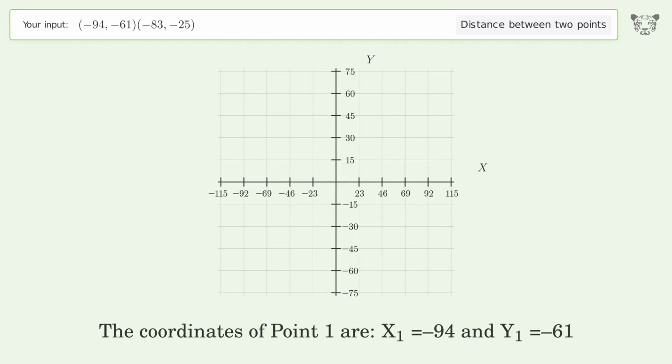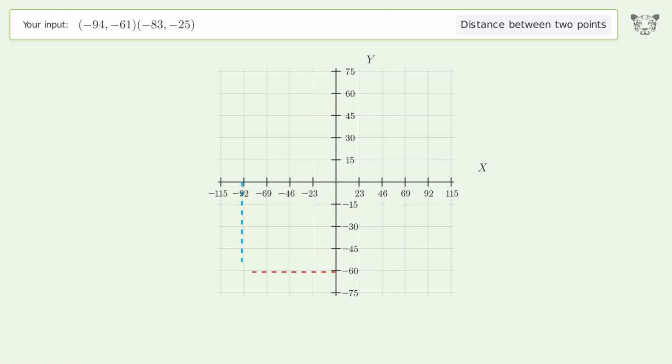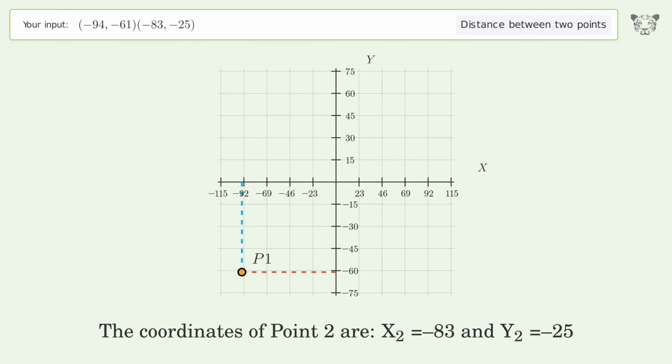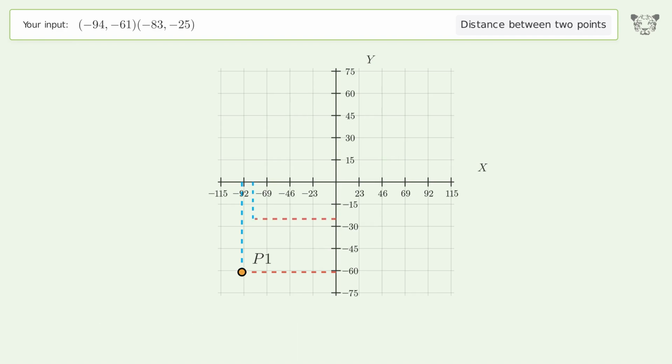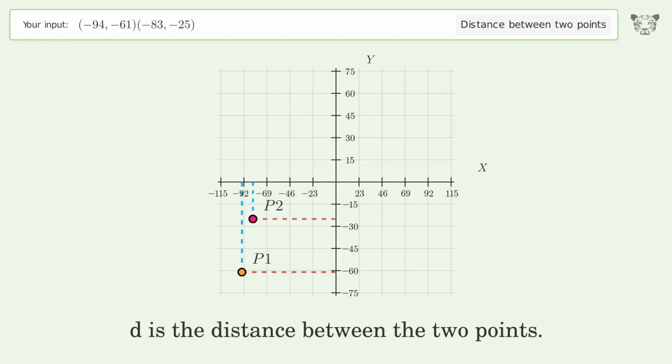The coordinates of point 1 are x1 equals -94 and y1 equals -61. The coordinates of point 2 are x2 equals -83 and y2 equals -25. D is the distance between the 2 points.